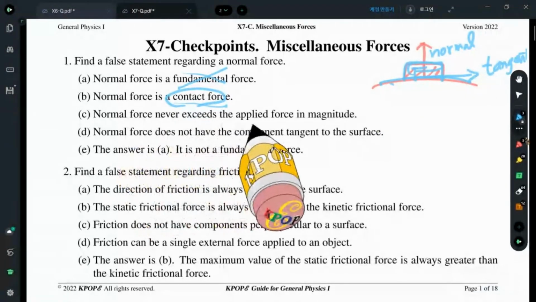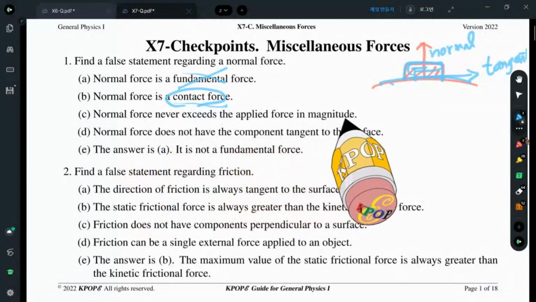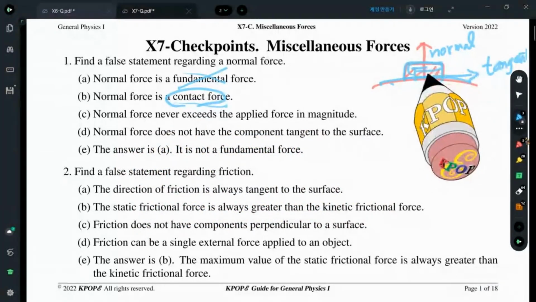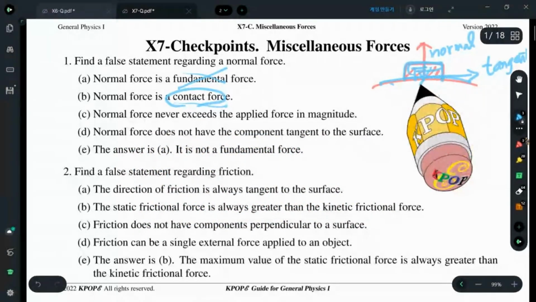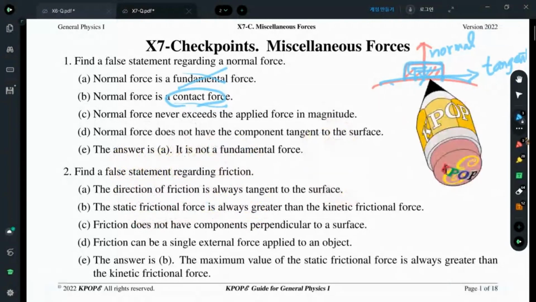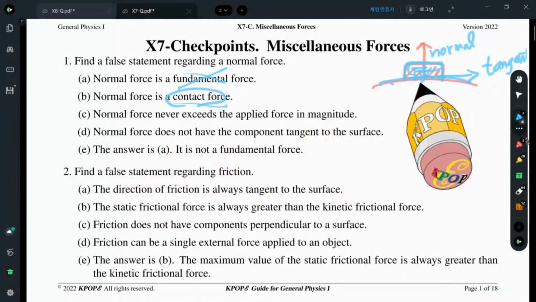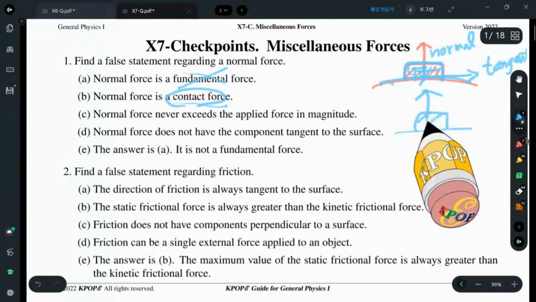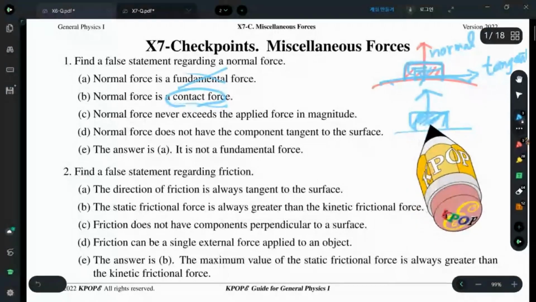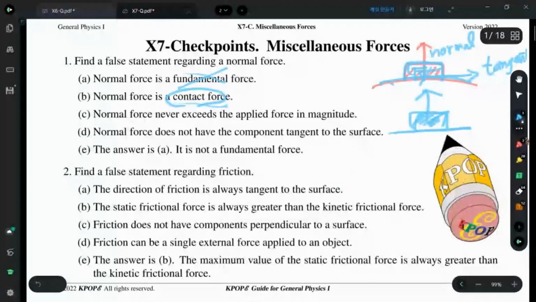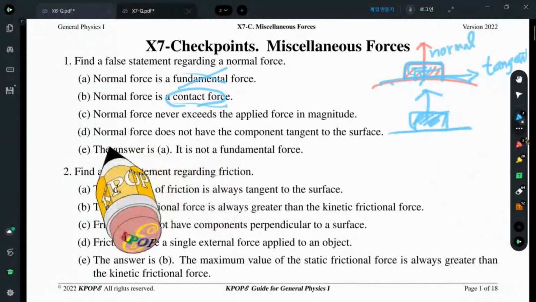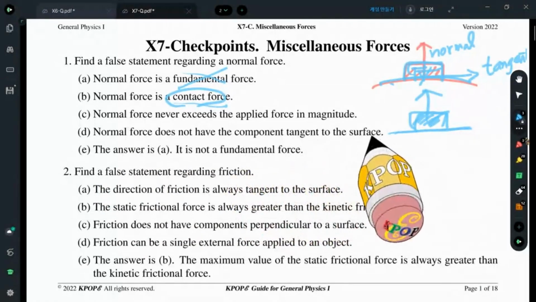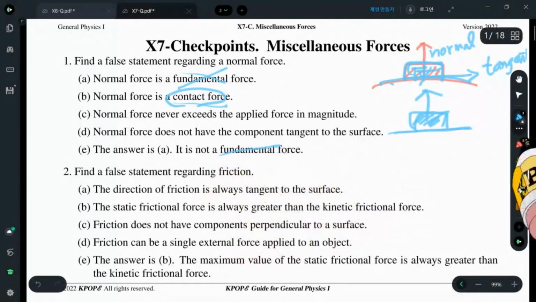Normal force never exceeds the applied force in magnitude. Sure, it just cancels the pressure pressing down on the surface. If the normal force is greater than the applied force, this strange thing happens. Suddenly an object springs up without any applied force. That is impossible. So normal force does not have the component tangent to the surface, right? It is not a fundamental force.